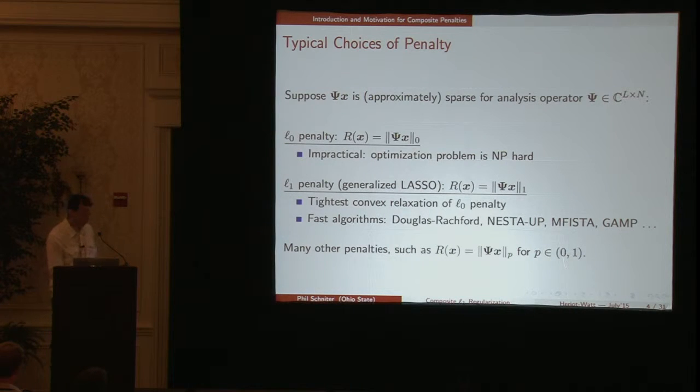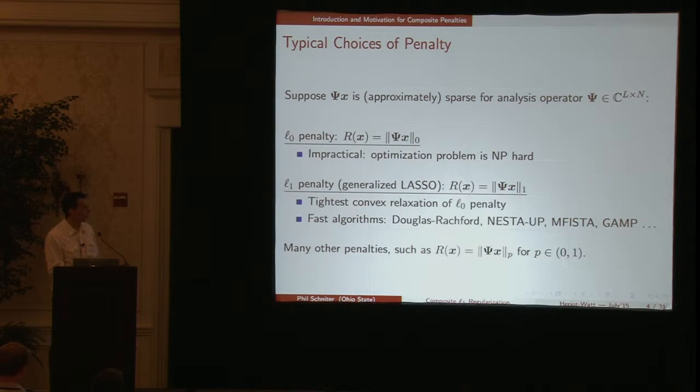Okay, so typical choices of penalty. We're going to now assume that the signal X is not necessarily sparse, but we're going to suppose that there's some analysis operator, which I'll just loosely call a dictionary. Really, it's the pseudo-inverse of a dictionary, but there's some analysis operator, psi, and we're going to assume that psi times X is going to be sparse or approximately sparse. This could be something like a total variation or a wavelet transform. And for now, we're just going to assume that this psi is fixed.